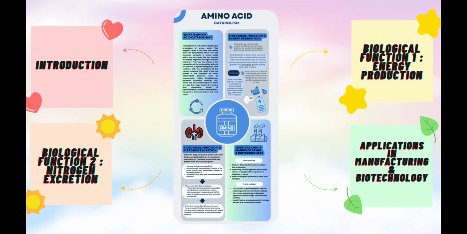In part 1, we're gonna talk about introduction, specifically what is amino acid catabolism. Meanwhile, in part 2, we're gonna talk about biological function 1, which is energy production. Next, in part 3, we're gonna talk about biological function 2, which is nitrogen excretion. Lastly, we're gonna talk about application in manufacturing and biotechnology.